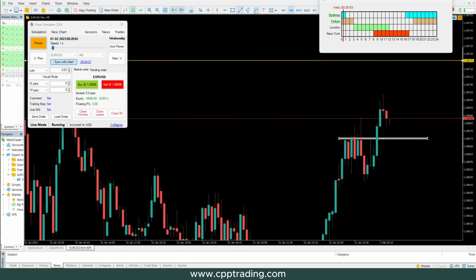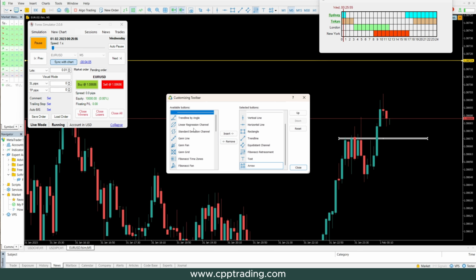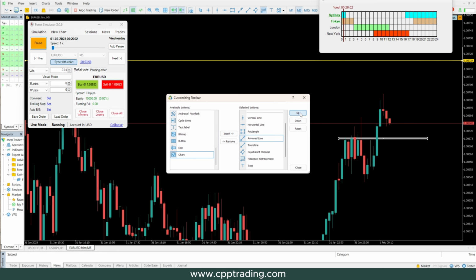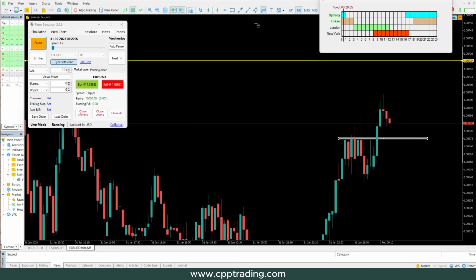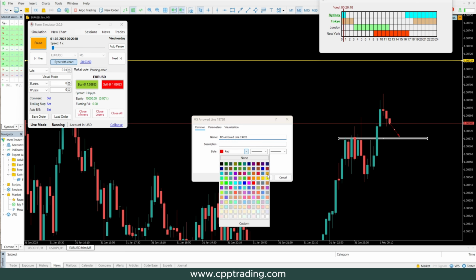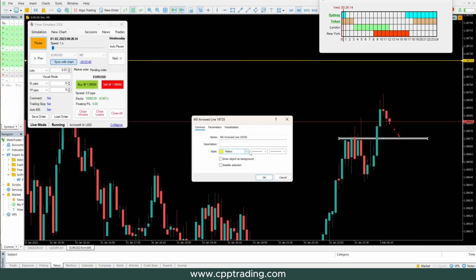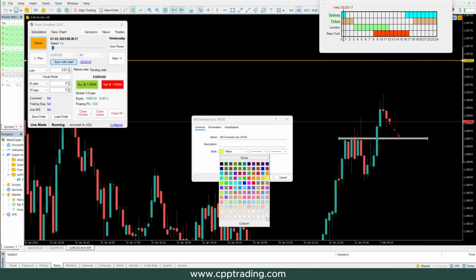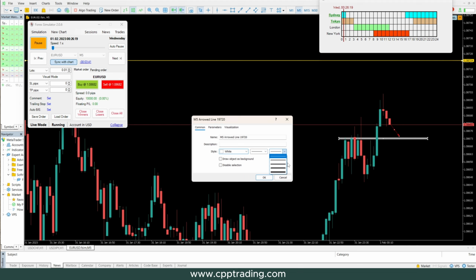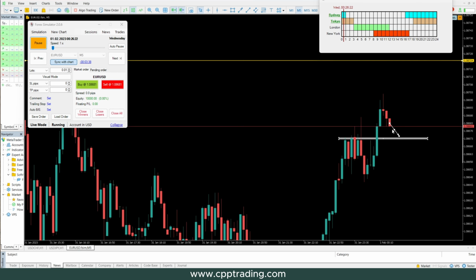Let's see if we don't have our arrow. Let's add this. We want our arrow here, arrow line. Let's put this up. Perfect. Just have to do our settings here. Let's change this to, let's say, yellow or white. Let's do white. Take a line.